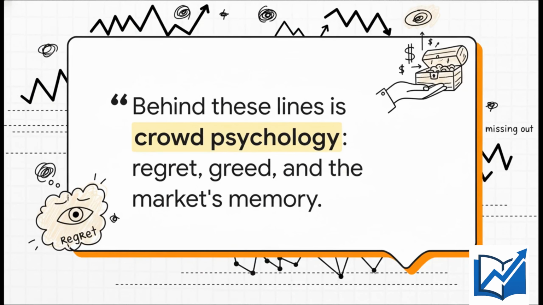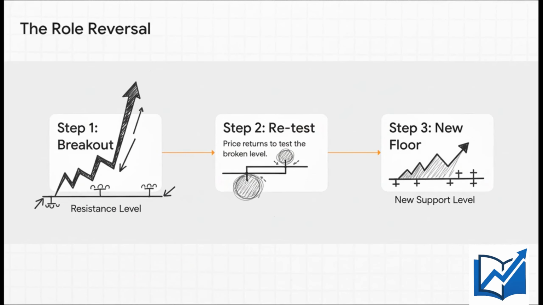Now, here's what's so fascinating. These aren't magic lines. They're not based on some complex formula. They're literally a map of human emotion. They represent the market's memory, all the points where traders wish they had bought or kicked themselves for not selling. It's all about psychology. And this psychology leads to one of the coolest and most powerful principles in trading: the role reversal. When a price doesn't just tap a resistance ceiling but smashes right through it, that old ceiling often becomes the new floor. It flips its role and becomes a brand new support level for the next move higher.